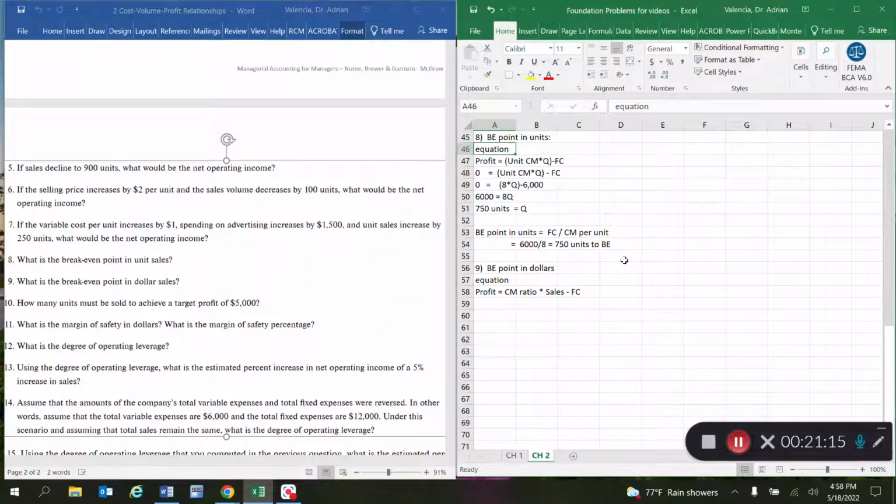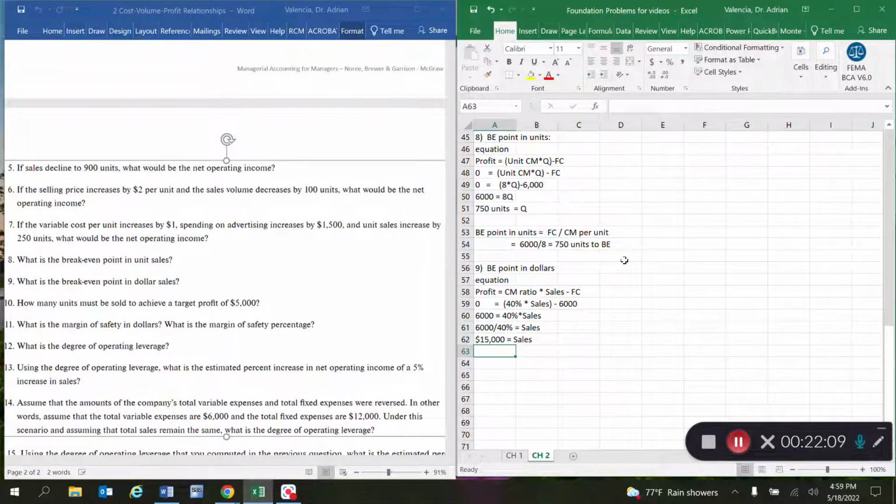So I'll go in here and say, if I want to break even, I need profit of 0, just like before, equals 40% times sales minus $6,000. Let me put the brackets, I'm sorry. All right, so there we go. If we simplify this, 6,000 equals 40% times sales. So when we divide 6,000 by 40%, we get sales, and this equals $15,000.